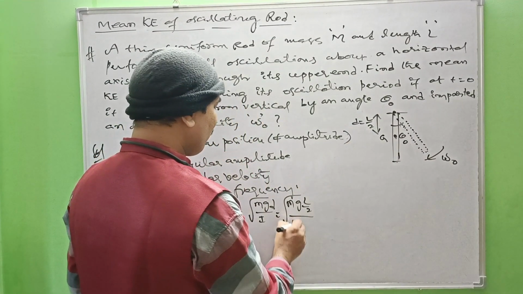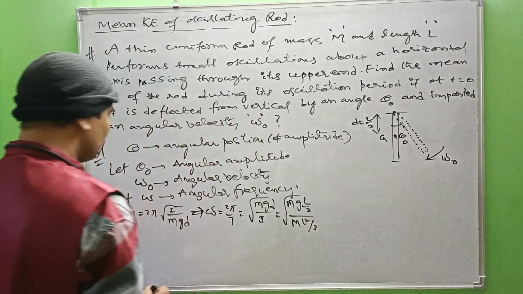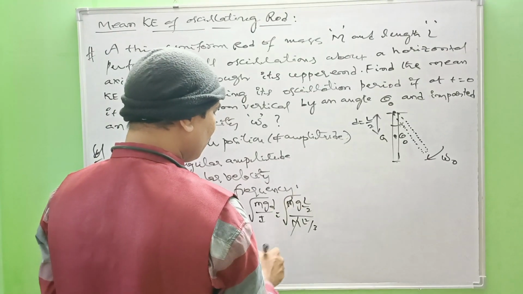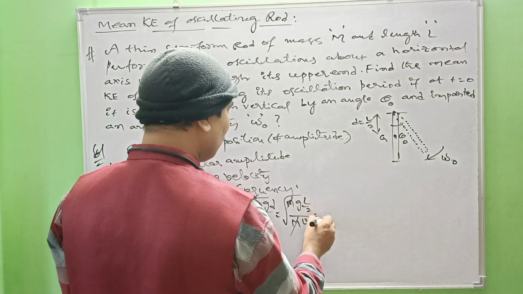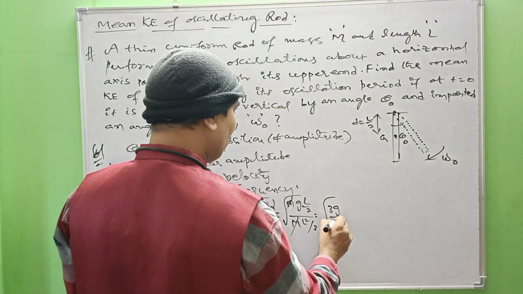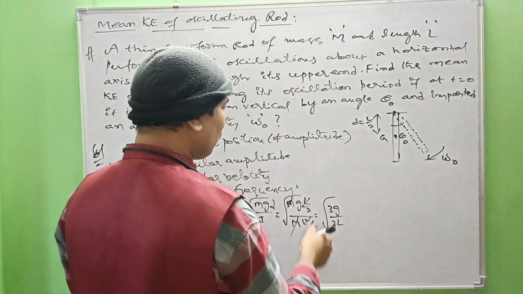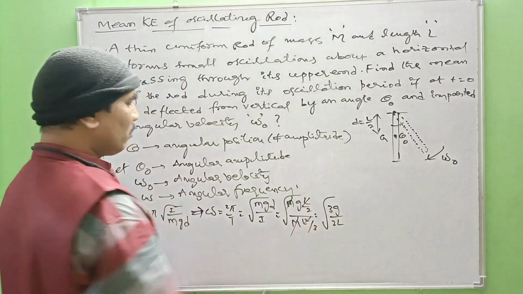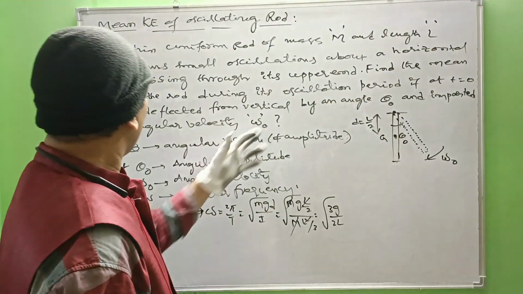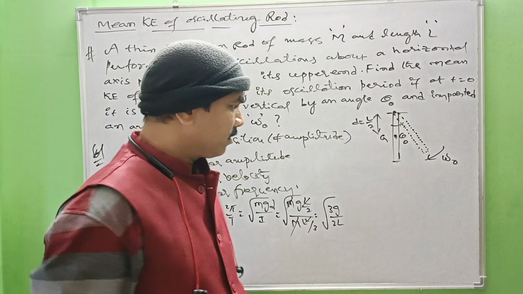That is ml square by 3. So omega equal to, m cancels, l cancels, root over 3g by 2l. L square cancels, 3g by 2l. So omega equals root of 3g by 2l. Right? Now ultimately we have to find the average, otherwise mean, kinetic energy within one oscillation.